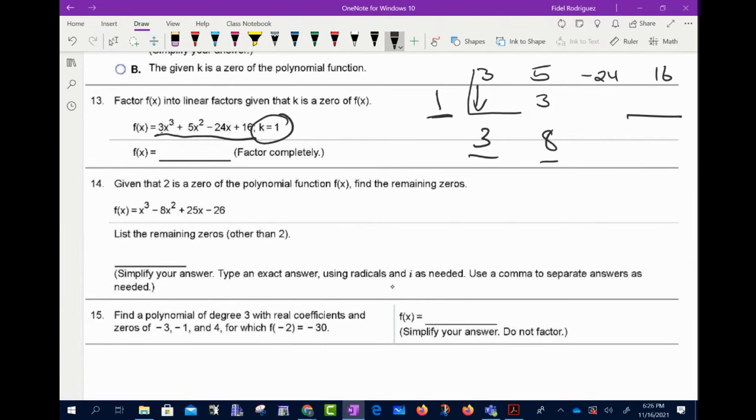I didn't multiply correctly. Let's see. Okay, what's 1 times 8? 8. Okay, I was putting 24. I was getting ahead of myself there, y'all. I don't know what I was thinking. Okay, so now I'm going to add together. Here we go. This is better. This is a negative 16. So now when I multiply 1 times negative 16 is a negative 16. There's my 0. Okay, that's what I'm looking for.